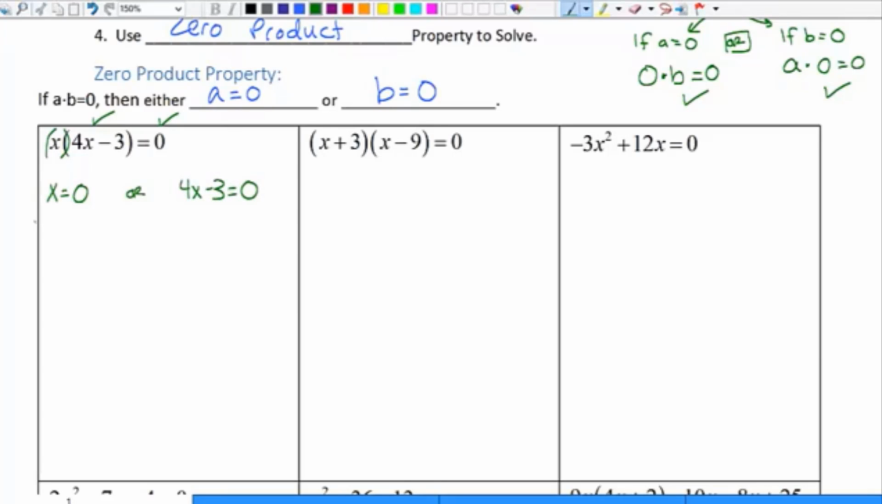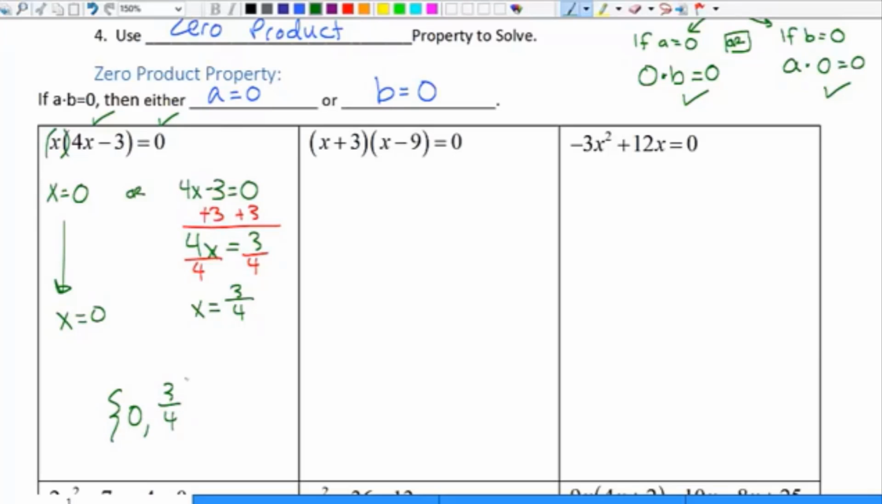Now the first one, x equals 0, is actually already solved, so I don't need to do any more. But the other factor is now a linear factor. It's now not quadratic because there's no x squared in it, it's just x. So I divide by 4, and I solve that using just my linear skills. There's no x squared, so it's not quadratic anymore. So we get x equals 3/4, and this one was already solved, so x equals 0. So my answer is 0 and 3/4.